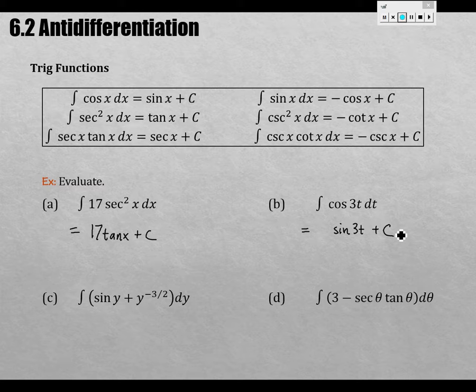Just take the derivative of each of these and check. The derivative of sine of 3t is cosine of 3t times 3, though, isn't it? Yeah, let's put a 1/3 in there. Does that fix our issue?